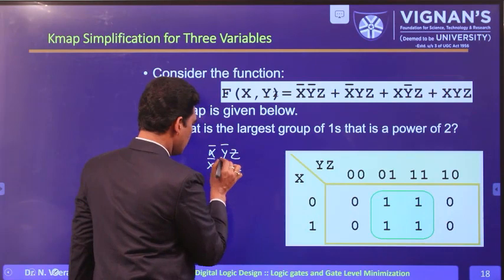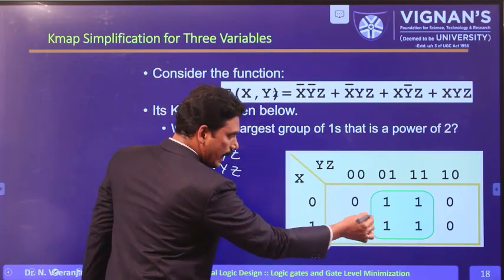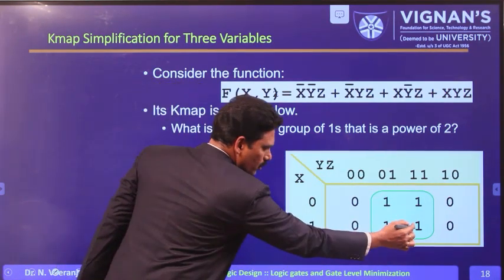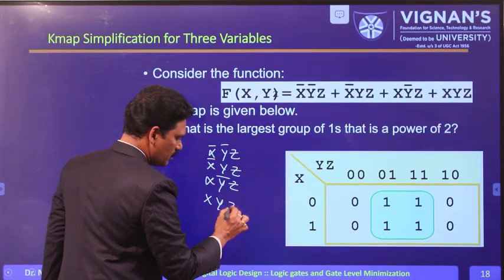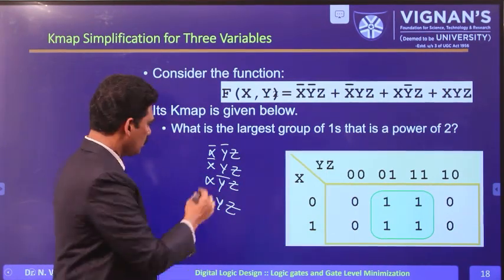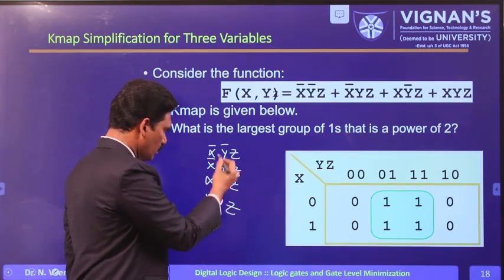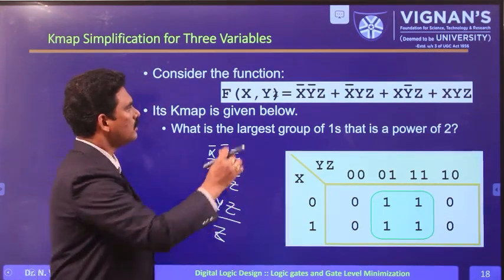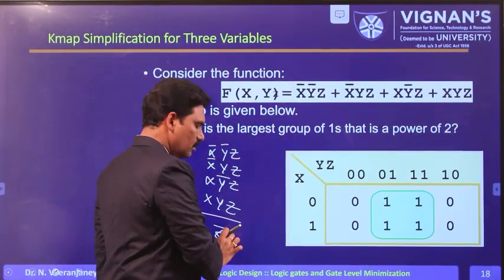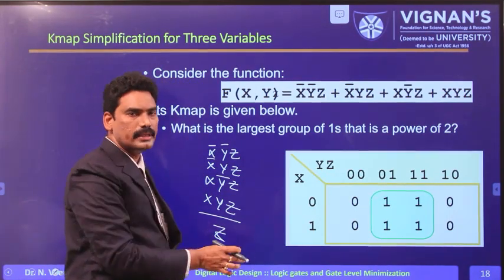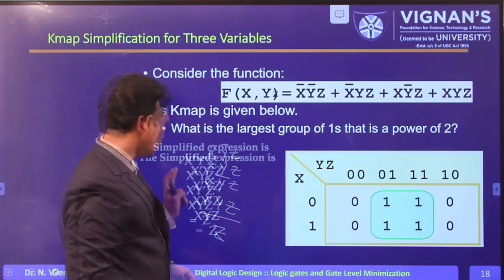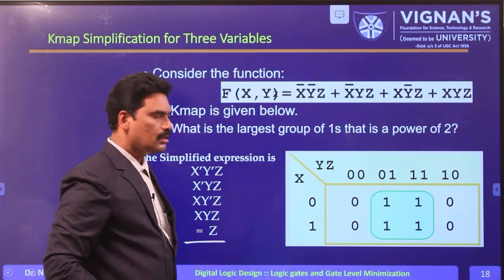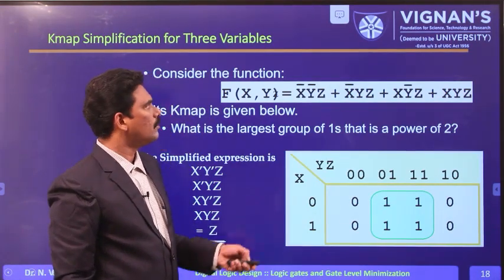And this one is x, y bar, z. And what about this one? This is x, y, z. What is the common term in this? x bar is not common, y bar and y are not common, z is common. The finalized expression is z. This entire expression is simplified by using K-map, and the answer is z. This is the simplified expression, and this is about the 3 variable K-map.